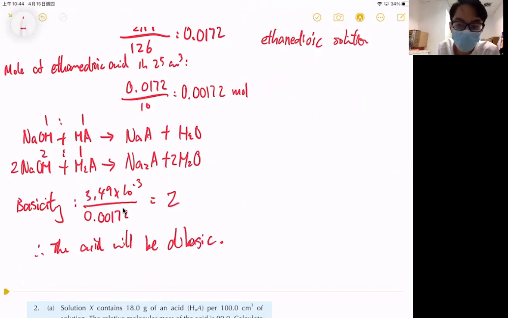Okay, what we need to do is find the difference between the number of moles of sodium hydroxide used and the number of moles of acid reacted. The difference between them will indicate the basicity of the acid. So 0.00172 mole of acid will react with 3.49 times 10 to the power of -3 mole of alkali, a 1-to-2 ratio. So one acid reacts with 2 alkali, so the basicity will be 2.